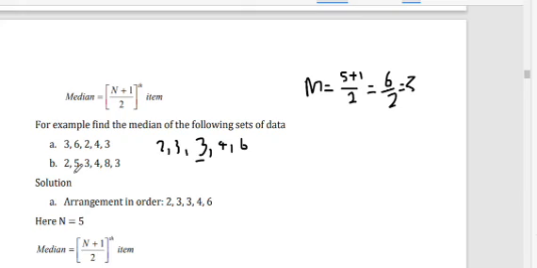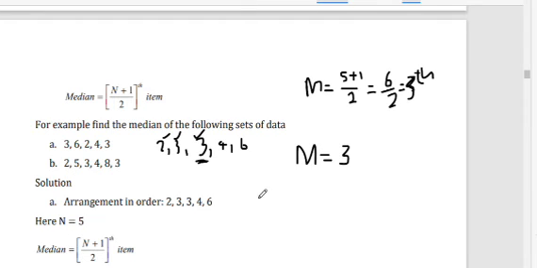Now, let's go to the next one. I'll arrange it again. So the median is at the third term. This is the position, not that the median is 3. Let's count: 1, 2, 3. This is the third term. So the median is 3, which is correct.